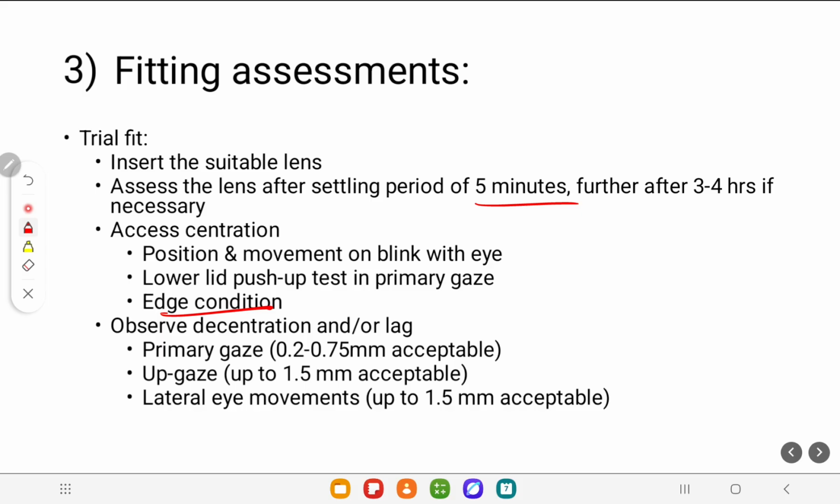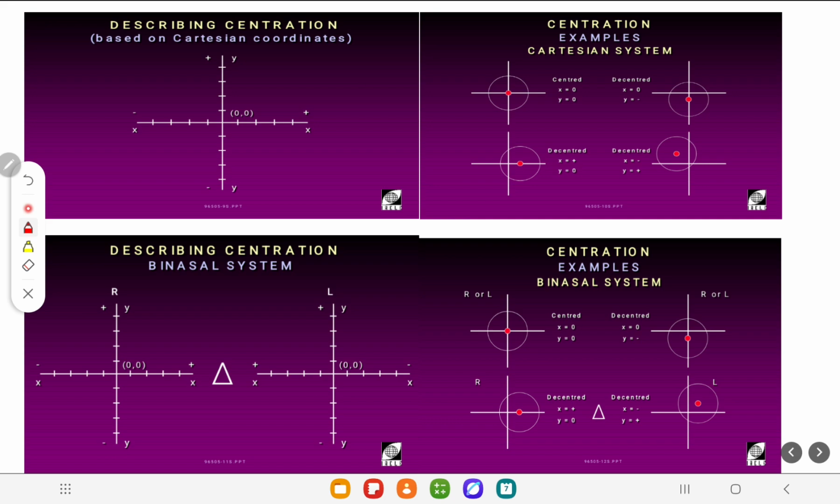So observing decentration or lag is another important point. In primary gaze, roughly 0.2 to 0.75 mm is acceptable. In up gaze, lag up to 1.5 mm is acceptable, and in lateral gaze, lag up to 1.5 mm is acceptable. But one of the most important tests in soft contact lens fitting is, you see centration, then the lower lid push-up test, which is the most important, I think.